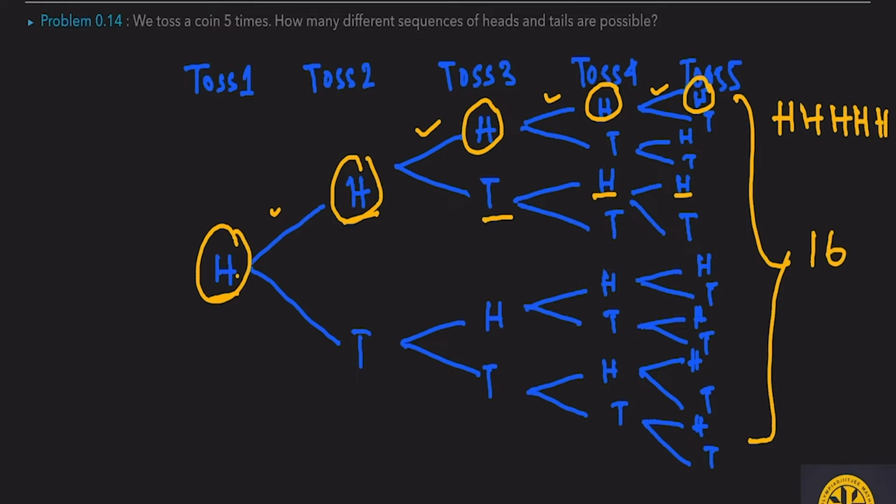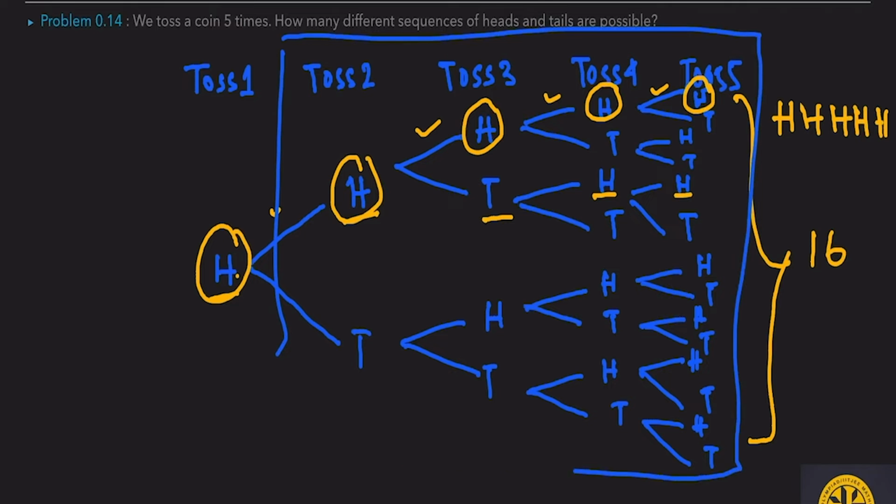Also, please keep in mind, along with the choice H for toss 1, we also have the choice T for toss 1. You can try it out yourself that T as a choice for toss 1 will also have 16 possible sequences, exactly identical to this particular part. So in total, you would have 16 plus 16, 32 sequences.